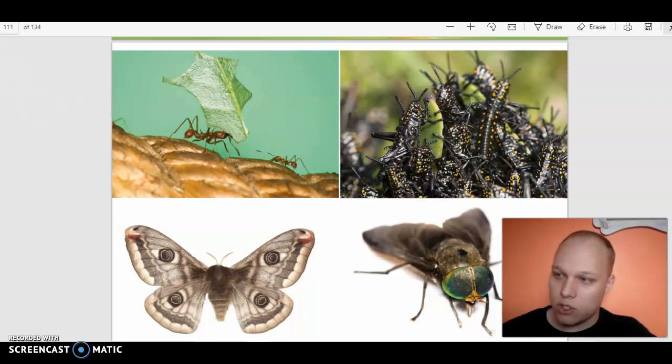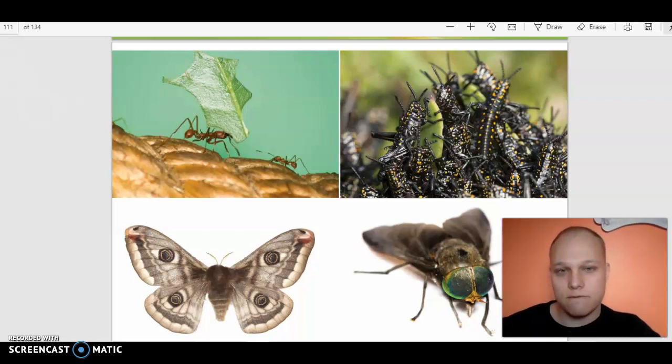Fruit flies are orchard pests as well. The larvae of many moths, flies, bugs, beetles, and weevils are pests. The Colorado potato beetle is another example of an insect that damages crops. So if all these damage crops, do you think they would be a friend or a foe?